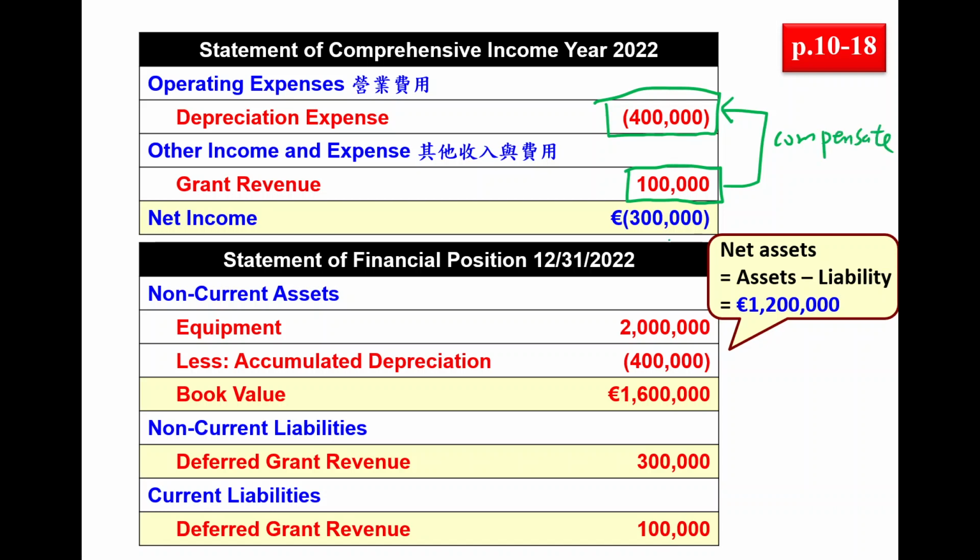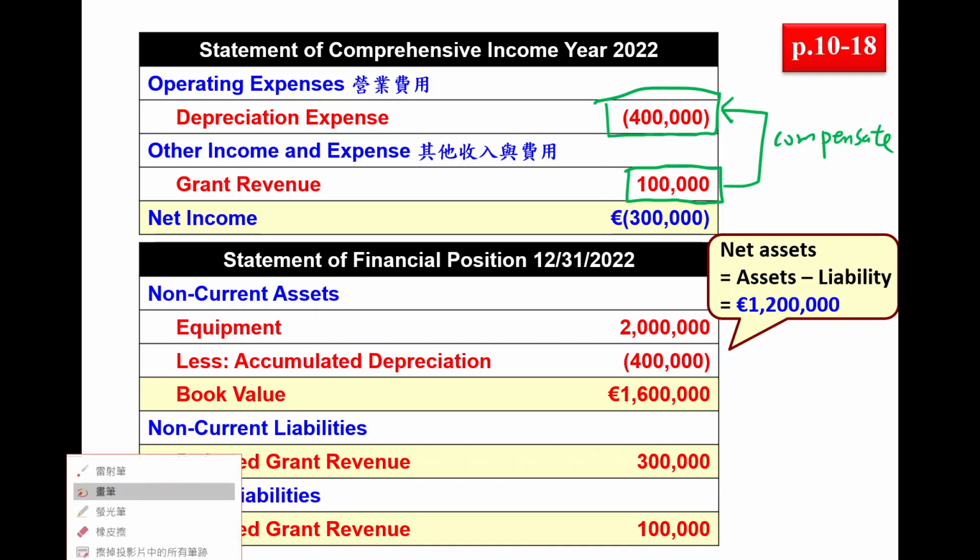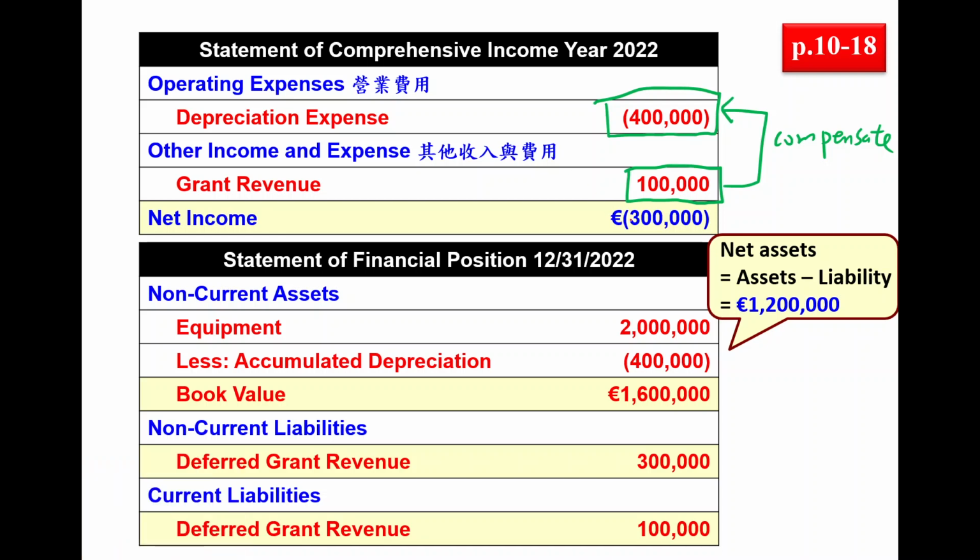That's right. Your net income decreases only $300,000. Decrease less than you expect, right? So you decrease less. Decrease how much? $100,000 less, because you got a grant from the government. So it's not $400,000, it's only $300,000. Okay. How about your PP&E?